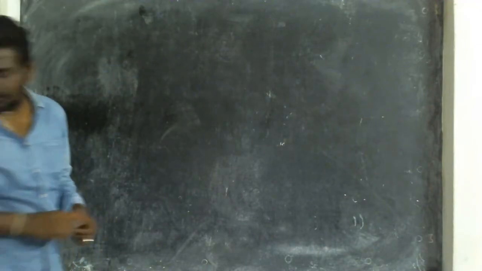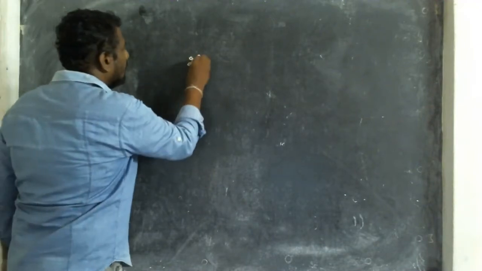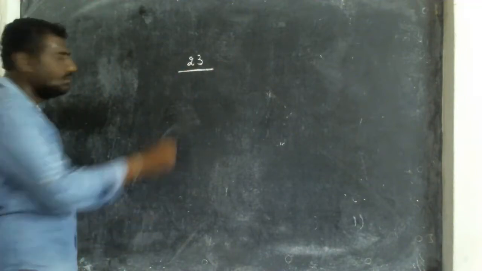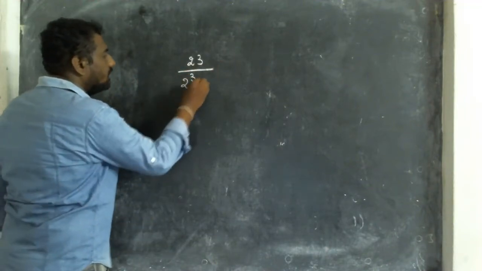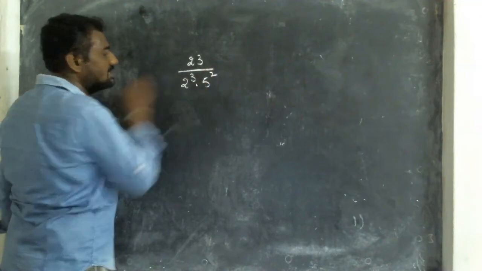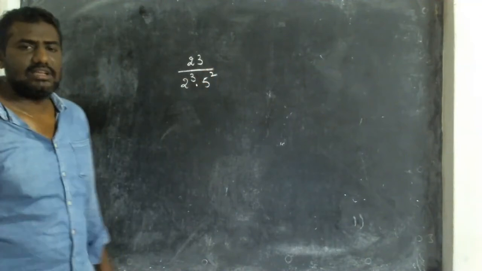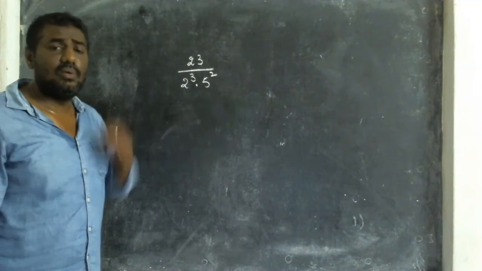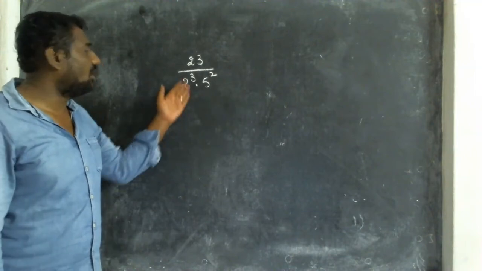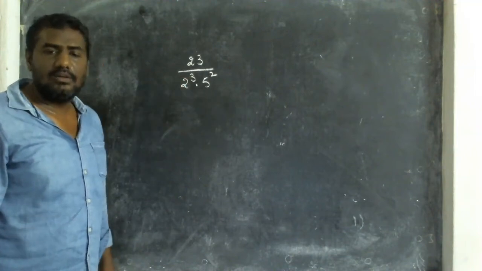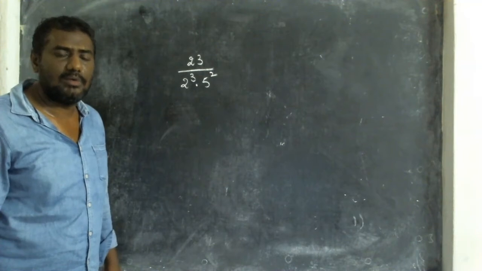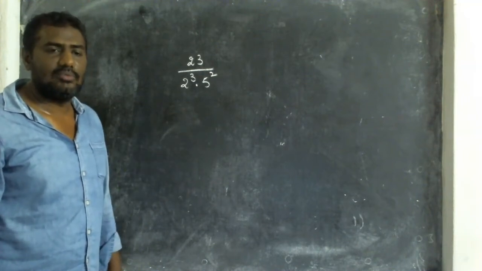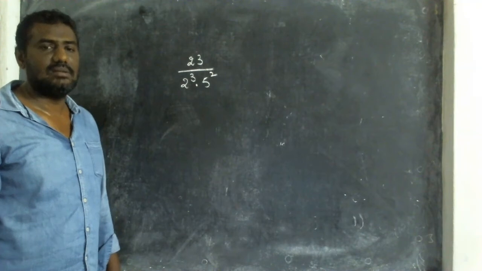Next one. 23 by 2 power 3 into 5 square. Dot represents multiplication. Now we can say it is terminating or non-terminating. Directly we can say it is terminating. Why is it terminating? It is in the form of 2 power and 5 power. If you have it in the form of 2 power and 5 power, we can say it is terminating. So directly now I am going to say it is a terminating decimal.